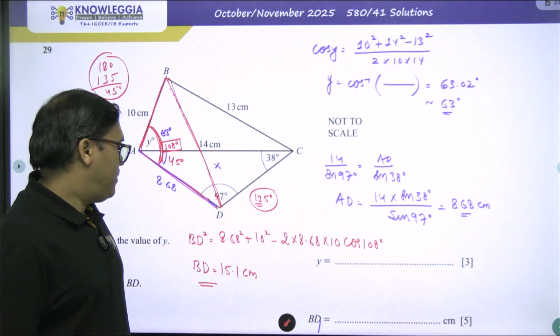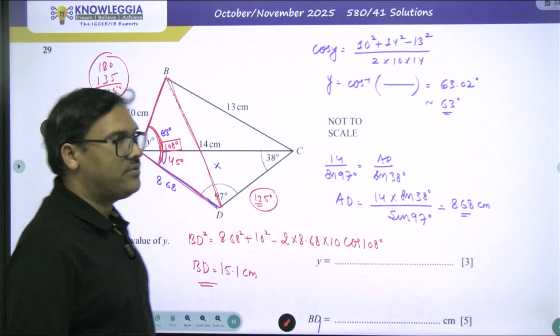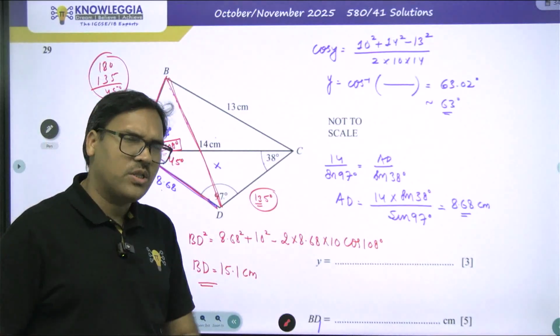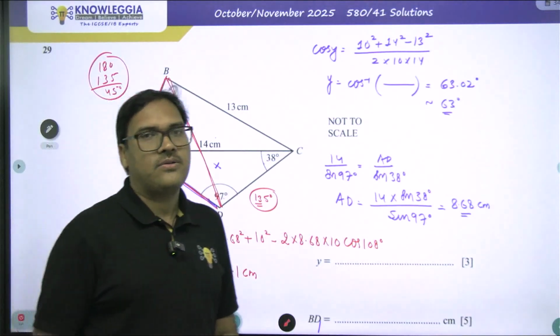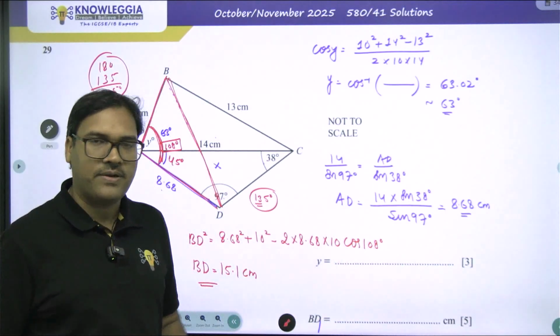So I hope this is clear. This completes the discussion on paper 58041. I hope you understood all the questions. Just go slowly, you will be able to get everything in the paper. I'll say this is not a difficult question. This is a moderate to easy paper.